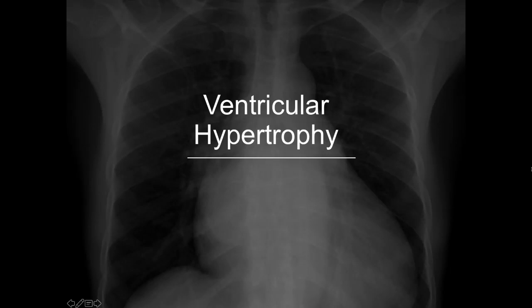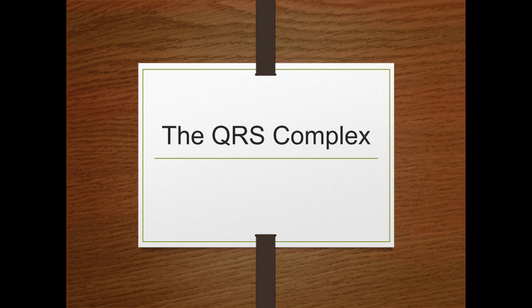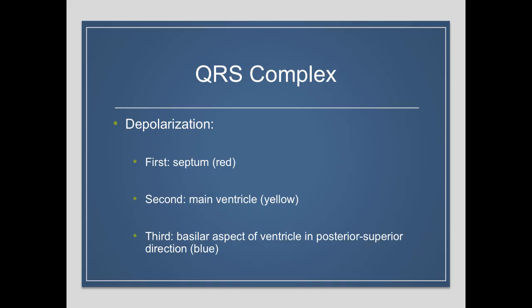Hey, let's talk about ventricular hypertrophy, when the heart gets a little bit too big for its own good. Because looking at that X-ray, that is a big heart. With ventricular hypertrophy on the EKG, we're going to be looking at the QRS complex, because the QRS is ventricular depolarization, and it shows us the ventricle. So we're going to be focusing on this QRS complex, and our ventricles depolarize in a very distinct order.